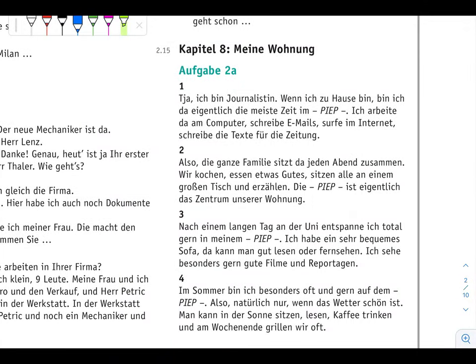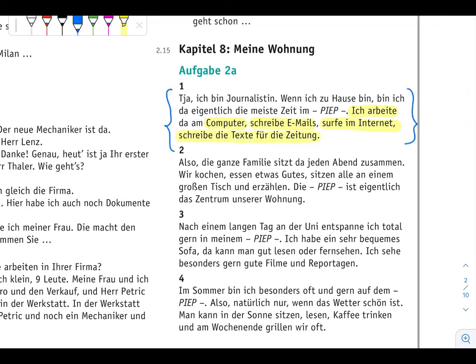8. Meine Wohnung. Aufgabe 2a. 1. Tja, ich bin Journalistin. Wenn ich zu Hause bin, bin ich da eigentlich die meiste Zeit im. Ich arbeite da am Computer, schreibe E-Mails, surfe im Internet, schreibe die Texte für die Zeitung.